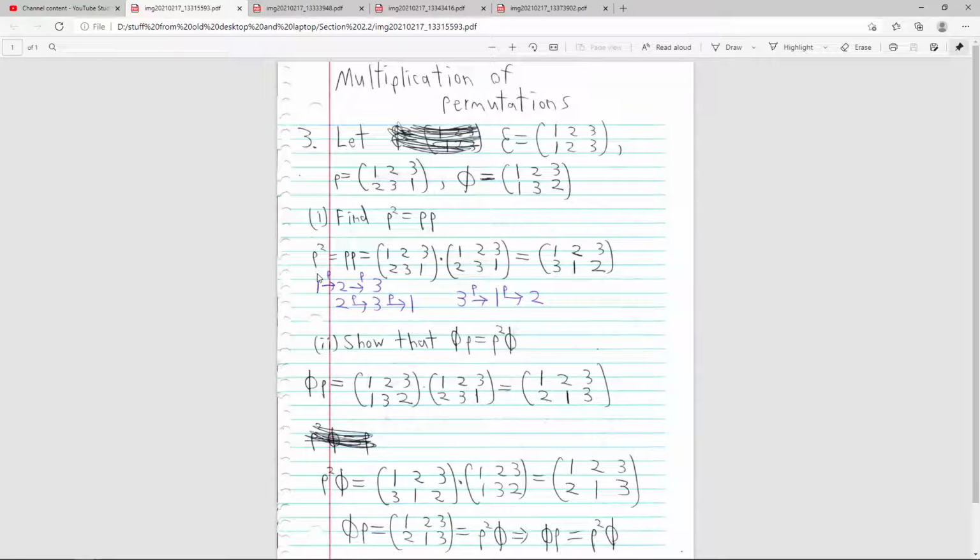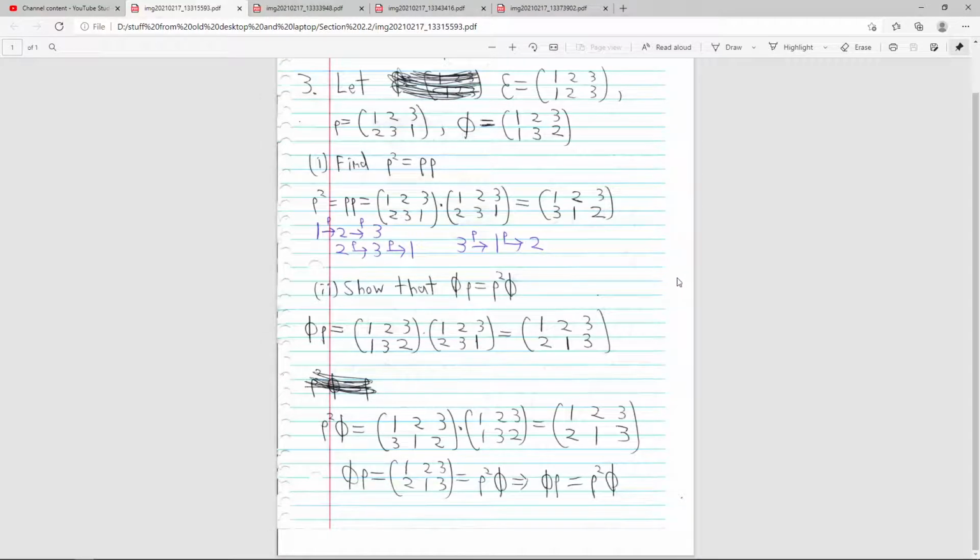So p squared equals p times p, and multiplication of permutations is the same thing we did last section, where we had to do input to output. So 1 goes to 2, then 2 goes to 3, so 1 goes to 3. 2 goes to 3, 3 goes to 1, so 2 goes to 1. 3 goes to 1, 1 goes to 2, so 3 goes to 2. You have to pay attention.